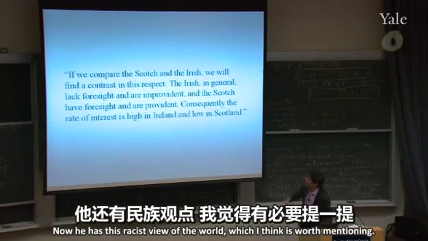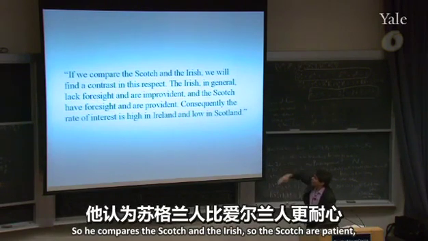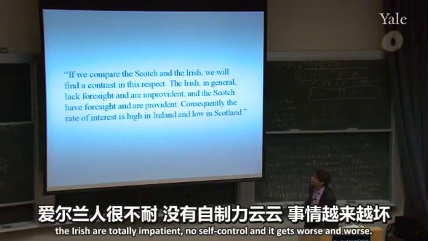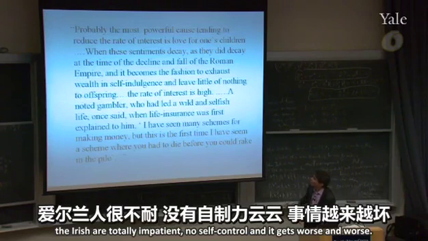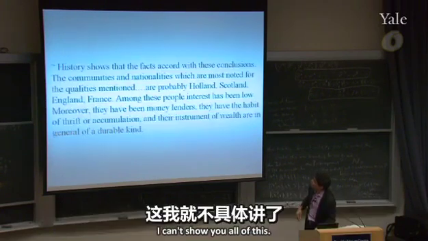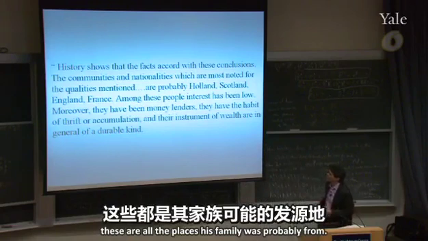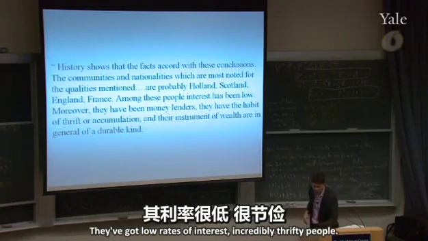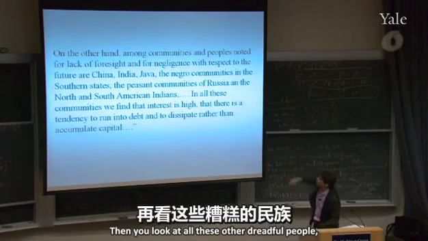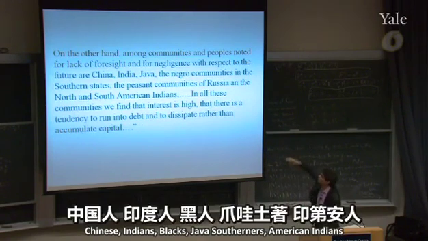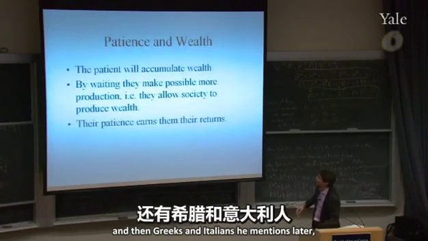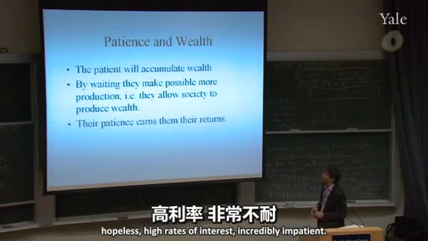And now he has this racist view of the world, which I think is worth mentioning. So he compares the Scotch and the Irish. The Scotch are patient, the Irish are totally impatient, and then no self-control, and it gets worse and worse. I can't show you all this. Holland, Scotland, England, France, these are all the places his family was probably from. They're incredibly patient, they're wonderful, they've got low rates of interest, incredibly thrifty people. Then you look at all these other dreadful people, Chinese, Indians, blacks, Java Southerners, American Indians, and then Greeks and Italians he mentions later. Hopeless, high rates of interest, incredibly impatient.